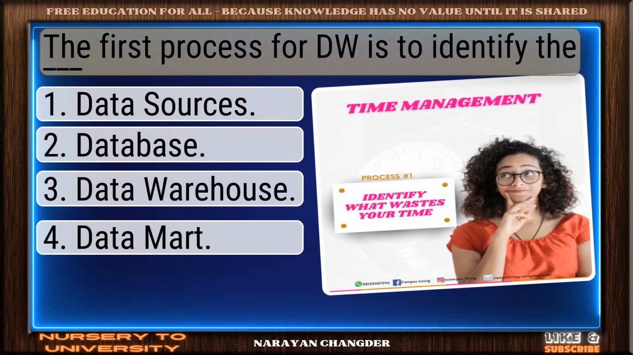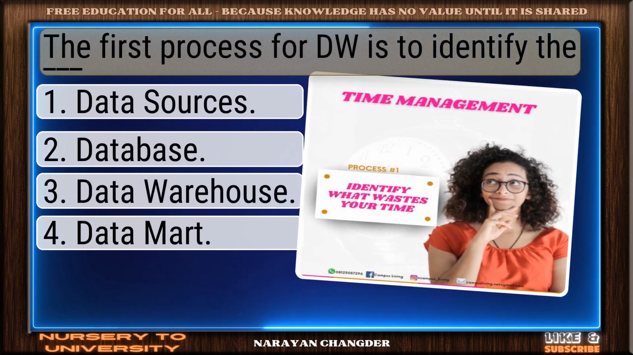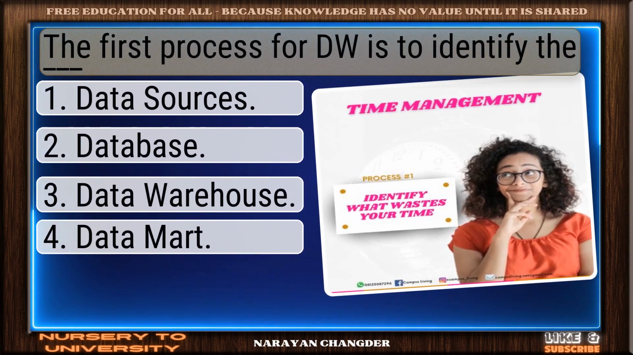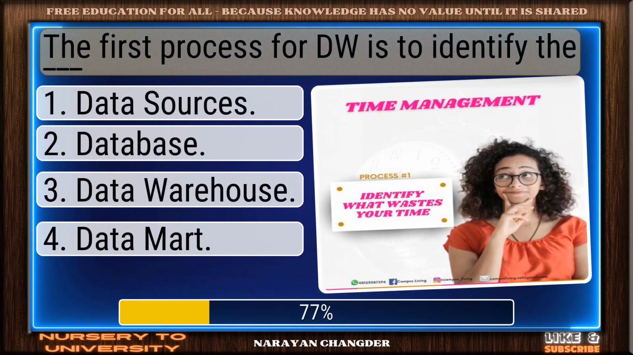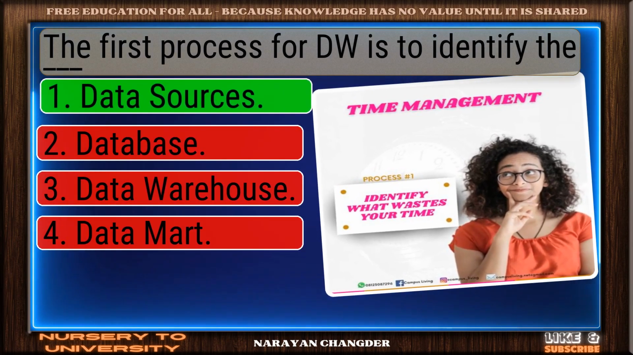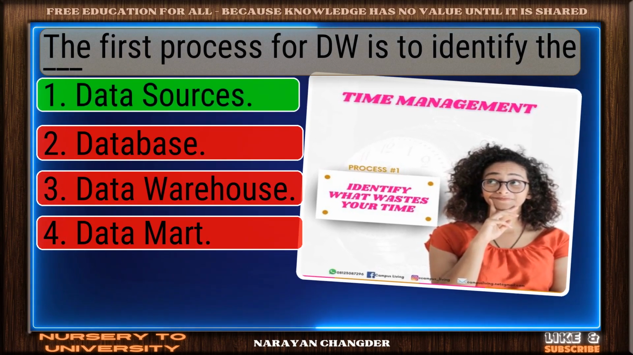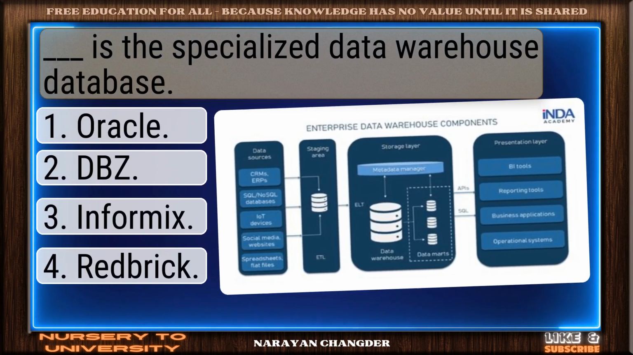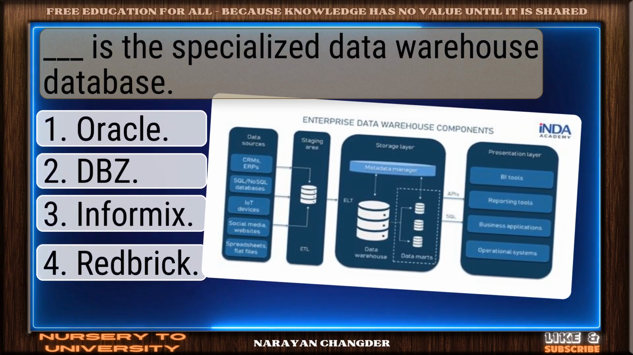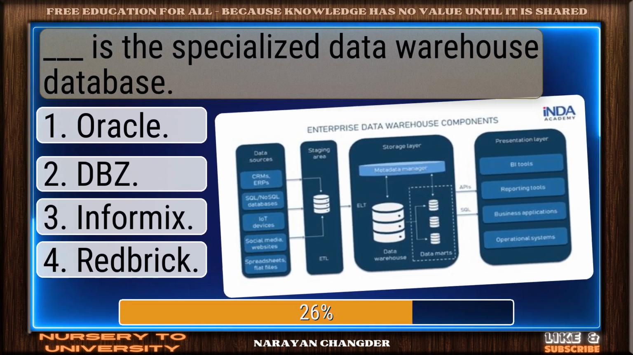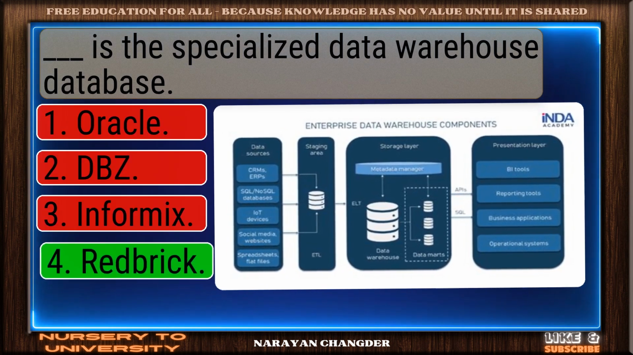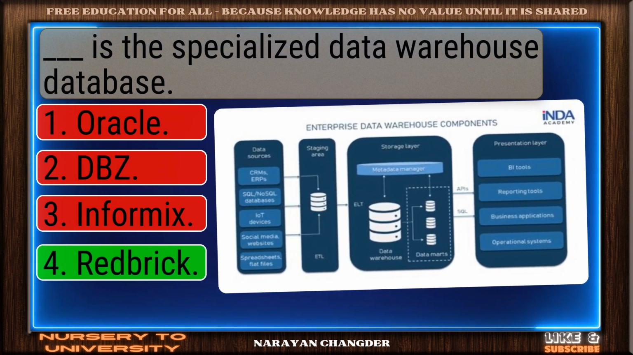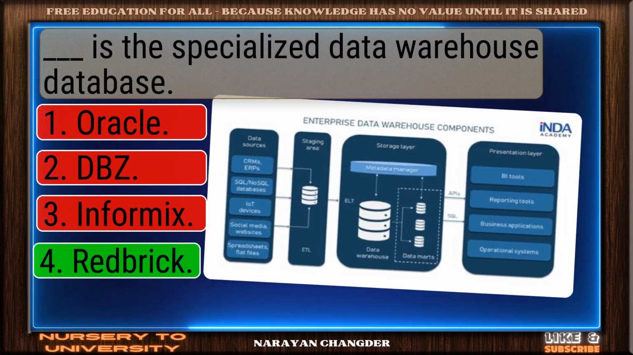Question number 31. The first process for DW is to identify the dash. Excellent choice. Data sources is the right answer. Question number 32. Dash is the specialized data warehouse database. You chose Red Brick, and it is correct.